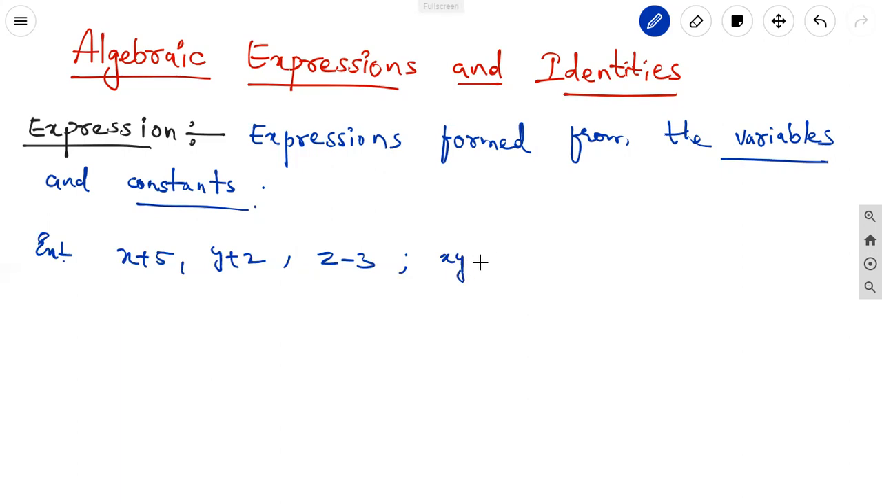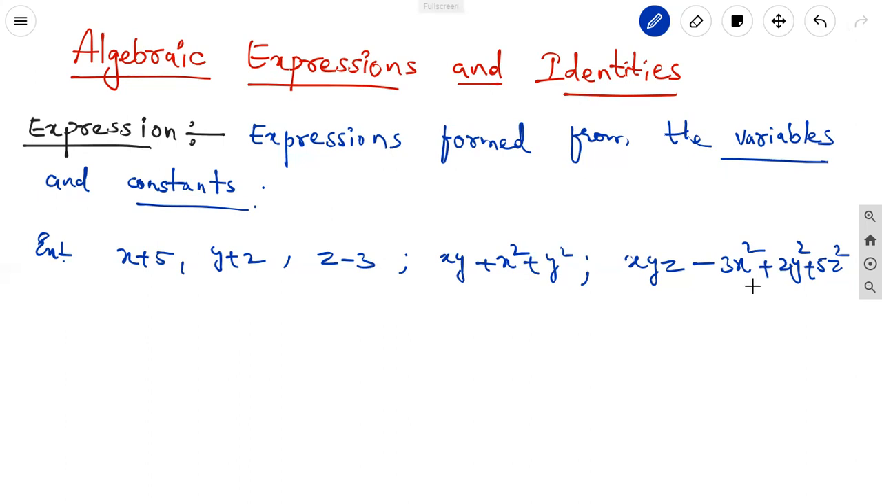Suppose xy plus x square plus y square. It is also an expression. And xyz minus 3x square plus 2y square plus 5z square is also an expression. In this, xy plus x square plus y square is an expression in two variables. xyz minus 3x square plus 2y square plus 5z square is an expression in three variables.